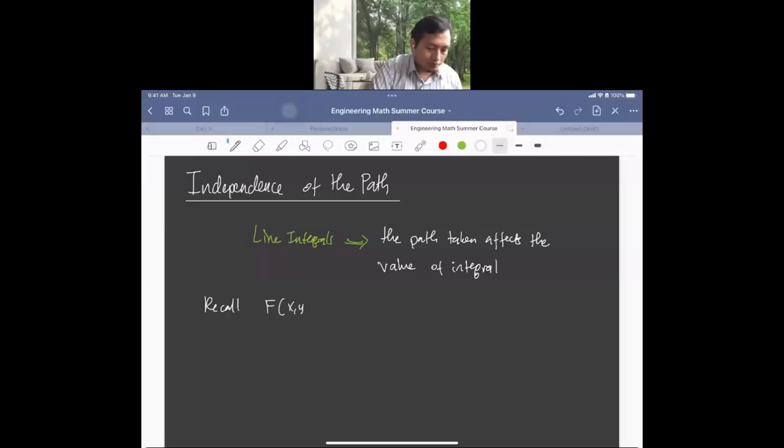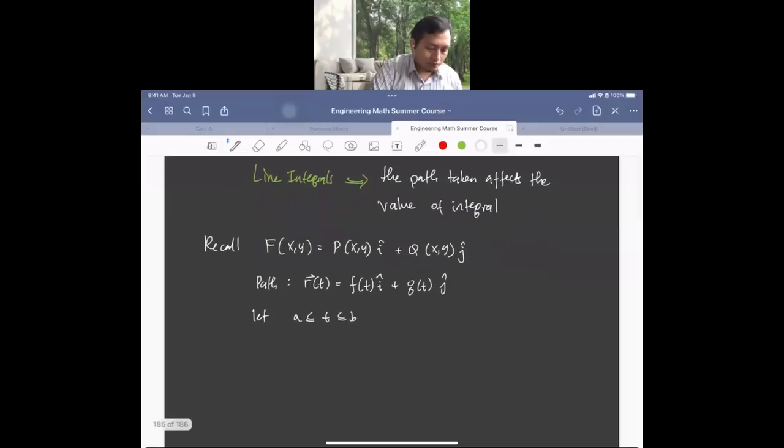Okay, recall we have a vector field. Let's say we have P and Q for each component at the x and y axis, and a path defined by vector R, and let t be from A to B.